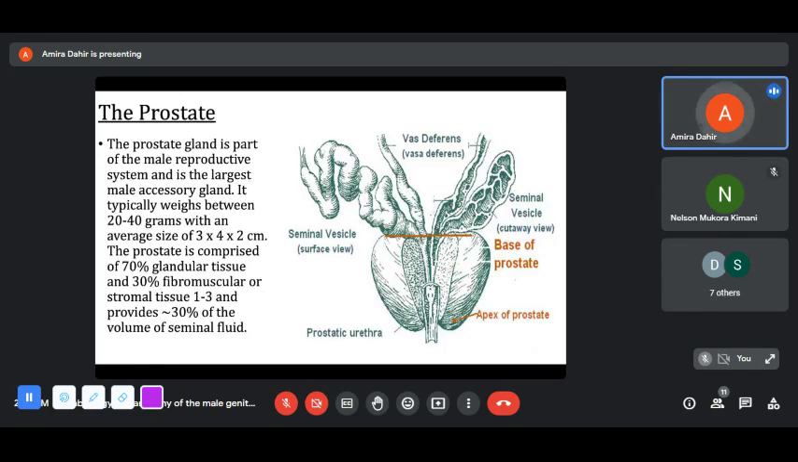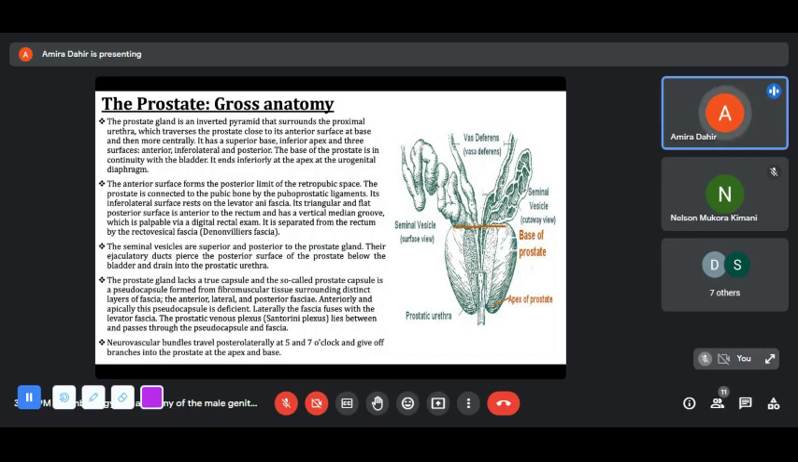We can move on to the prostate. The prostate gland is part of the male reproductive system, and it's the largest male accessory gland. It typically weighs between 20 to 40 grams with an average size of 3 by 4 by 2 centimeters. It's comprised of 70% glandular tissue and 30% fibromuscular or stromal tissue, and it provides 30% of the volume of seminal fluid.